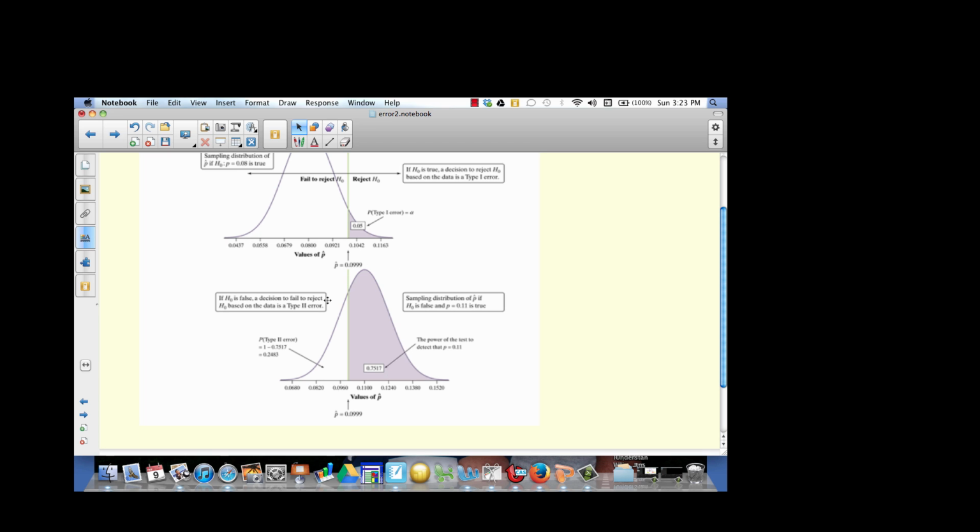If you're to the right of this line, you're going to reject when you should, and that is called power. But if your p-hat comes to the left of this line, you're going to fail to reject. Remember, on this bottom picture, the null hypothesis was wrong, so failing to reject would be bad. So on the left of this line, we'll see type 2 error.